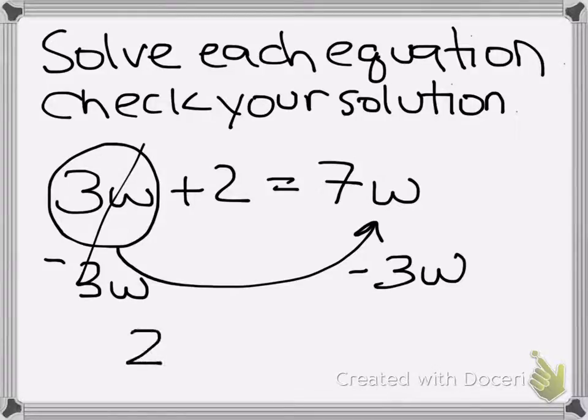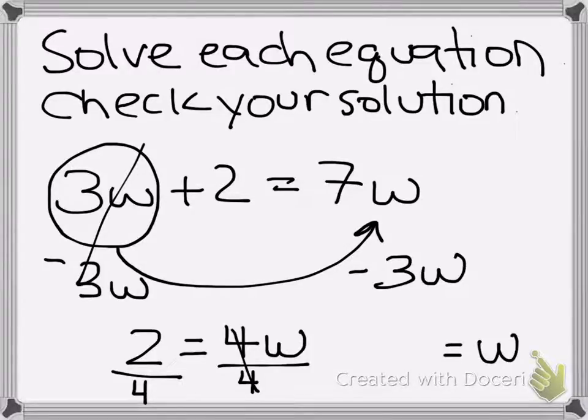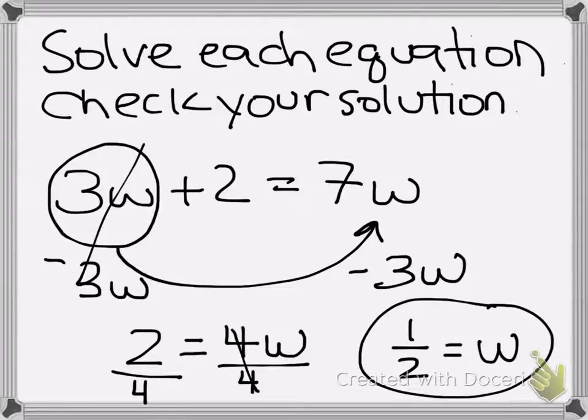So now I have 2 equals 7w minus 3w, which is 4w. And then finally, I want to get ultimately my variable by itself, so I want to cancel out the 4 by dividing both sides by 4, since 4 times w is what that means. So if I do that, I get w equals 2/4, which we can simplify by dividing both parts by 2, and that would be my final answer. So 1/2 is my final answer.